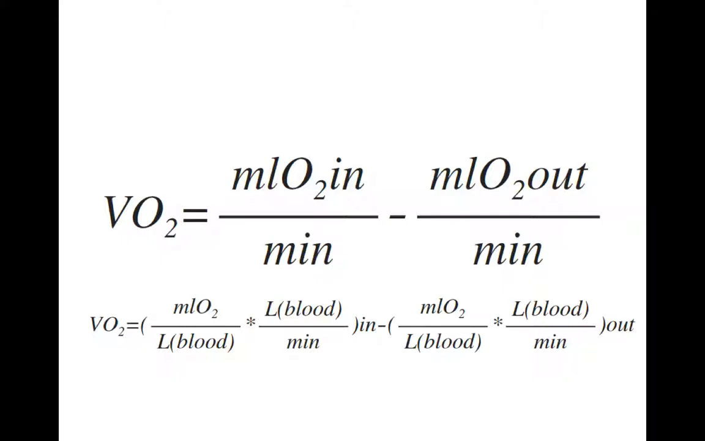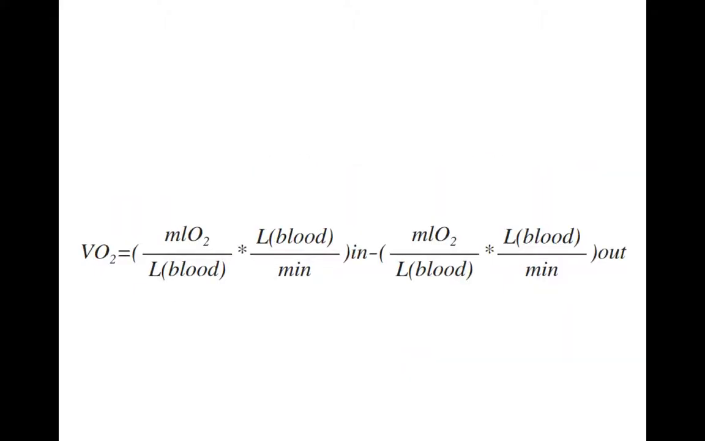And now, what did we say? We said that milliliters of oxygen per minute can be rewritten as milliliters of oxygen per liter of blood times liters of blood per minute. And so here is the new form of our equation.